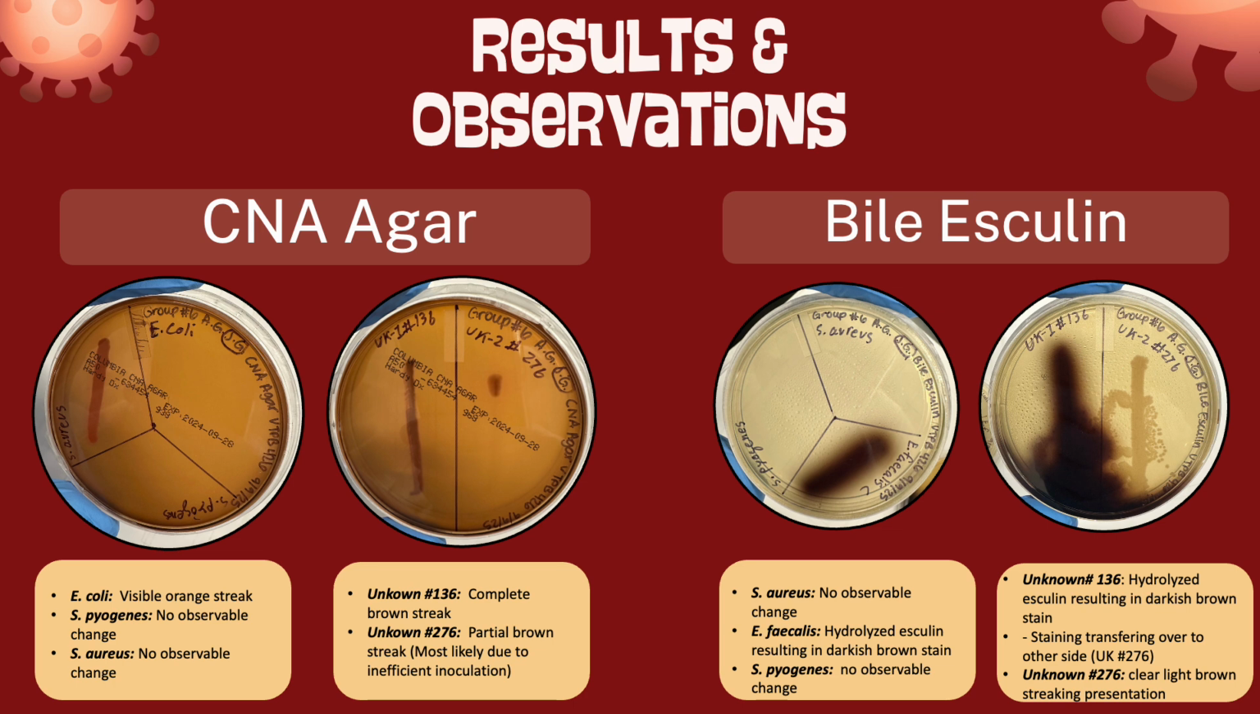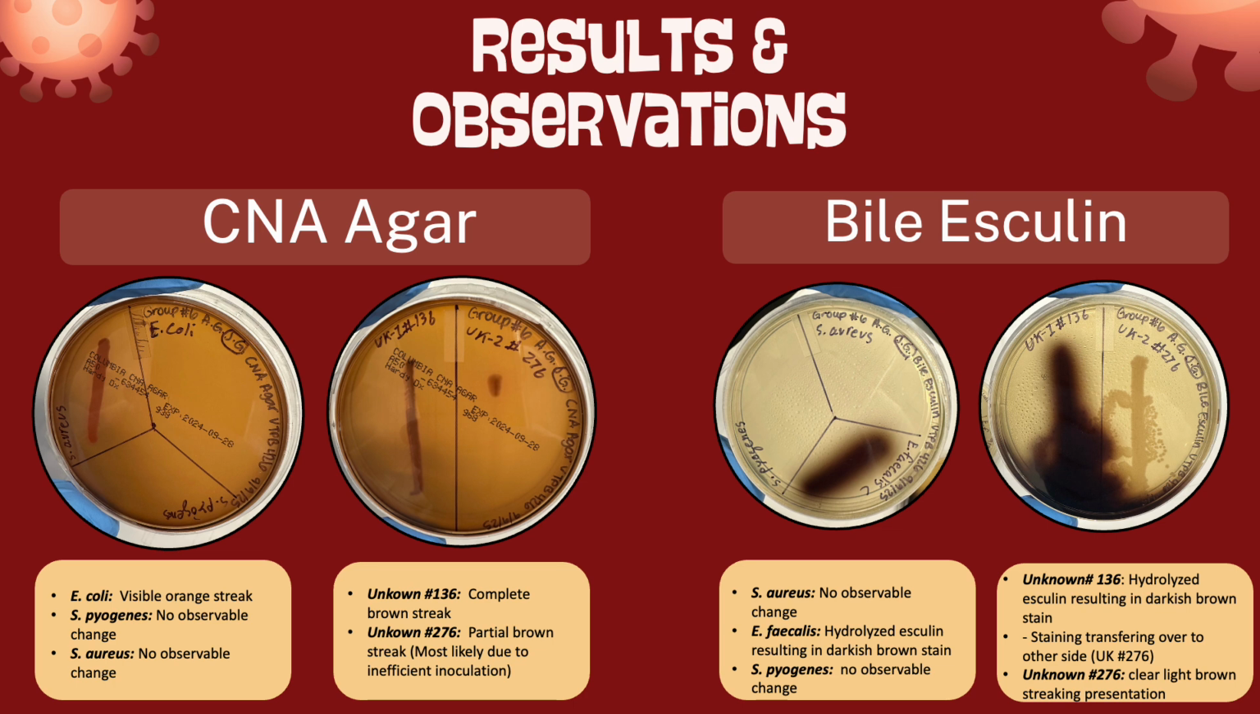As for bile esculin testing, we noticed that on S. aureus, there was no observable change. However, for E. faecalis, there was a hydrolyzed esculin, which resulted in a darkish brown state. S. pyogenes also showed no observable change. For unknown 136, we noticed that there was hydrolyzed esculin resulting in a darkish brown stain.